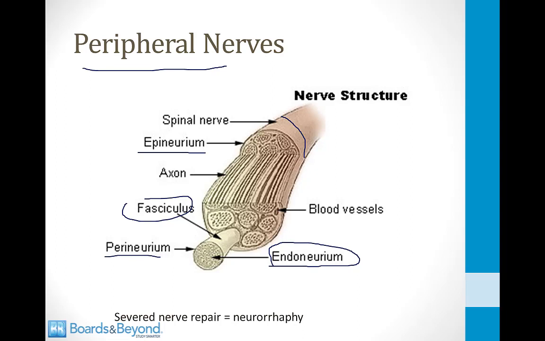Another sort of clinical relevance thing to know is that you can try to repair severed nerves by a procedure called neurorrhaphy, and that's where you take either the epineurium or the perineurium and you stitch them together and hope that they will regenerate, and you may sometimes see that in the operating room. And that concludes our module on cells of the nervous system.